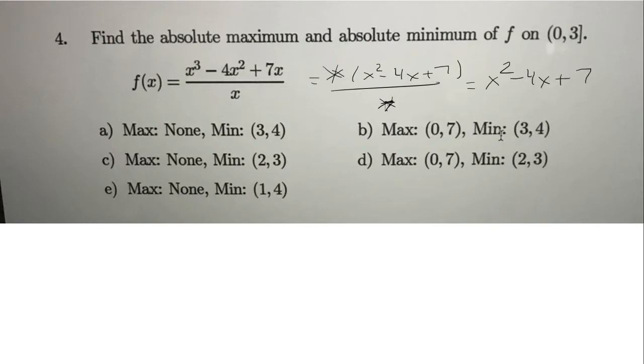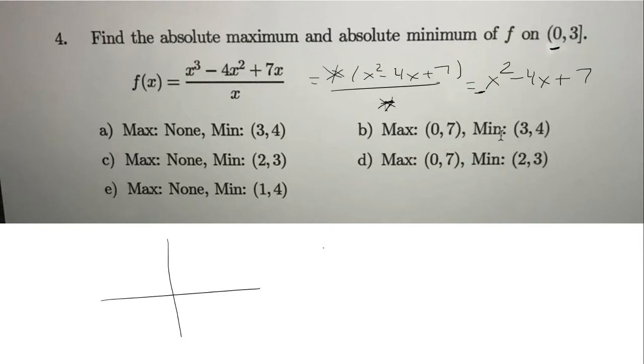But the x that we eliminated will be a hole, and the hole will occur at x equals 0. And that's why here we don't include x equals 0. So this is a parabola opening up because the leading coefficient here is positive.